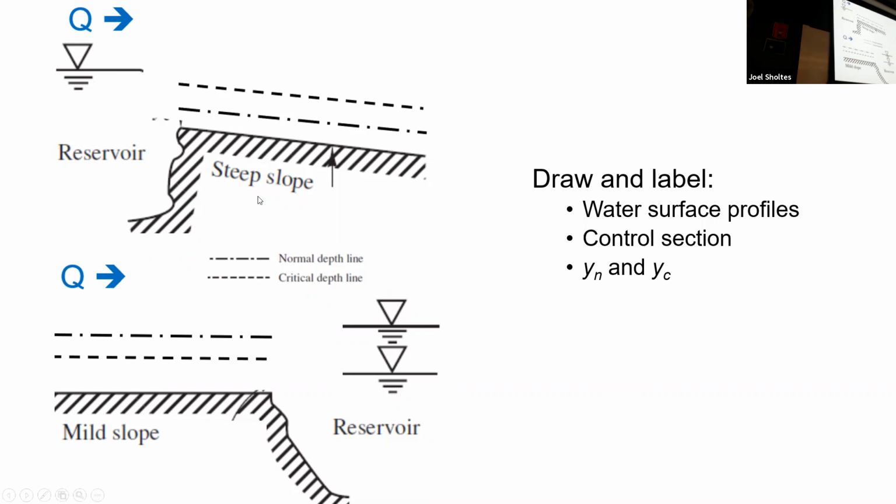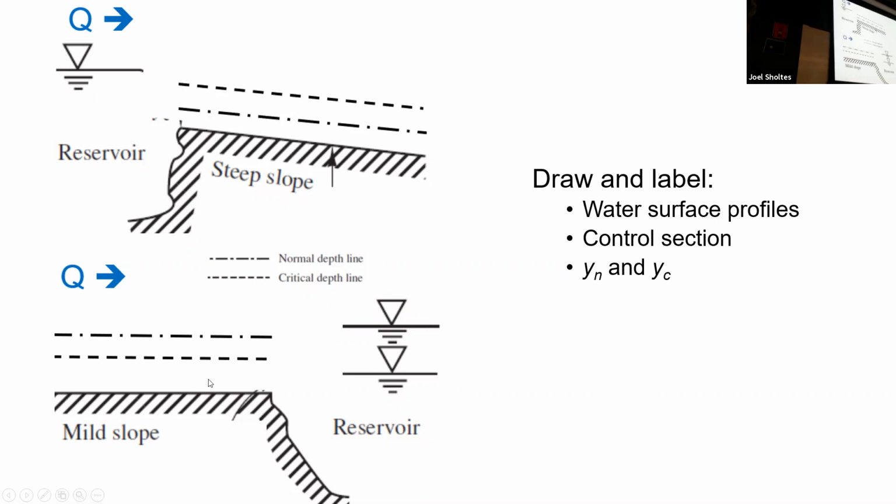So if this is a steep slope, label where the control section is. And so that means what controls the flow depth, upstream or downstream. And then draw what the water surface profile is going to look like. And so in this case, we have a reservoir going to a steep slope.